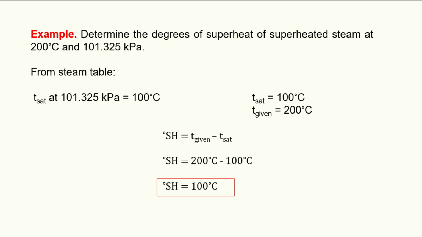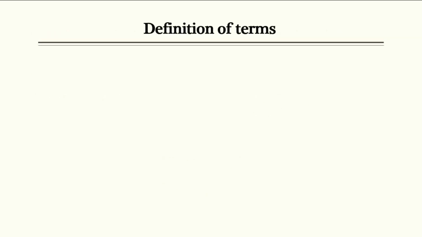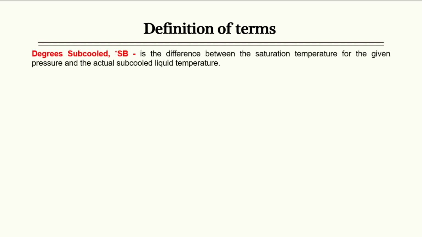Very basic lang. Then, next, degrees subcooled. So, ito naman, kabaliktaran naman siya ng degrees superheat. It is the difference between the saturation temperature for the given pressure and the actual subcooled liquid temperature. So, ito naman ginagamit siya kapag yung T given natin is mas malamig kaysa dun sa Tsat. Kaya ang formula niya, Tsat minus T given.